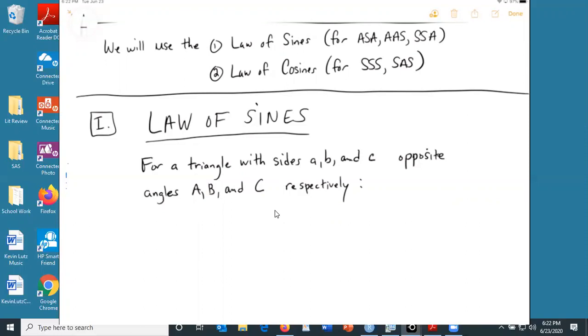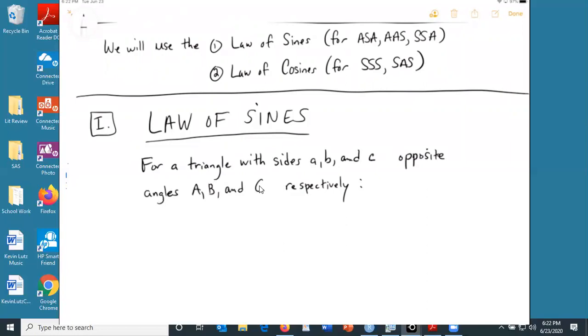All right, now the word respectively simply means this. Little a, b, and c and capital A, B, and C get paired in order. So little a gets paired with big A. That means side A will be opposite angle A, side B will be opposite angle B, and side C will be opposite angle C.